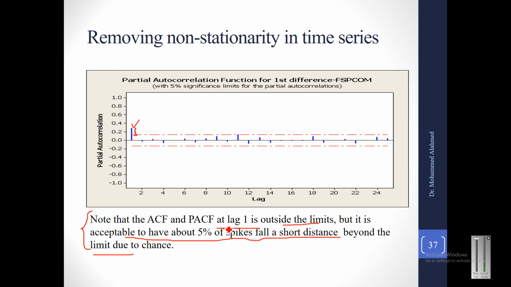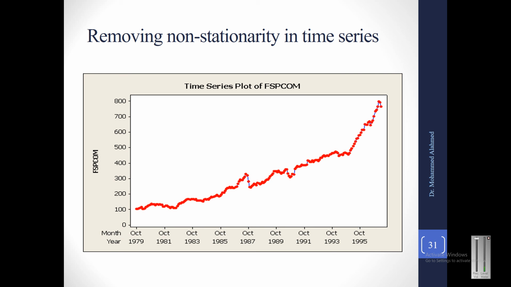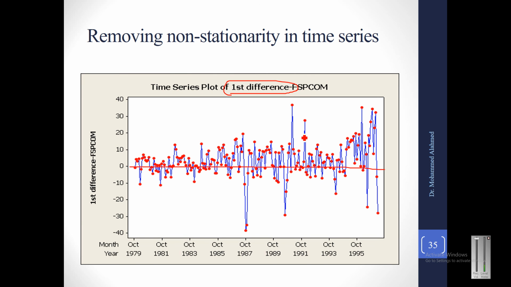If you want, you can take the second difference also. The time series plot and the ACF and PACF plots indicate that the first difference has removed the growth in the time series. Why does it say growth? Because in the original data, these values are roughly less than 200, then we have growth, reaching almost 400. Once you took the first difference, the growth is removed. The growth is not as significant as we saw in the previous case.